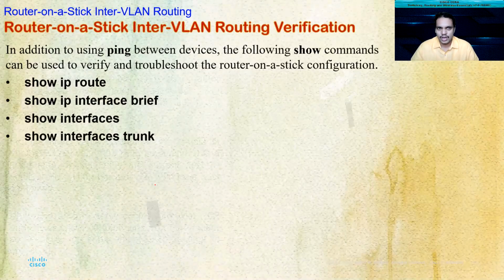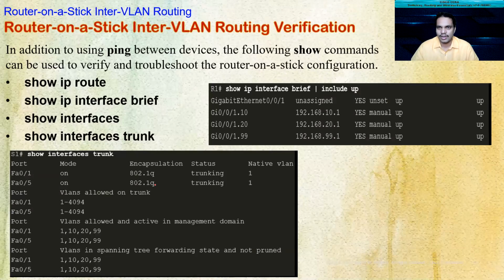Now, this is how you actually do the verification. You make use of the show commands. You can use show ip route, show ip interface brief, show interfaces, and show interfaces trunk. I've given you some sample outputs from these show commands. You can actually check it out.